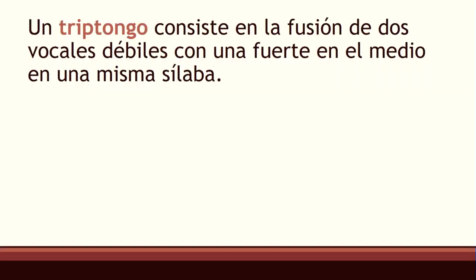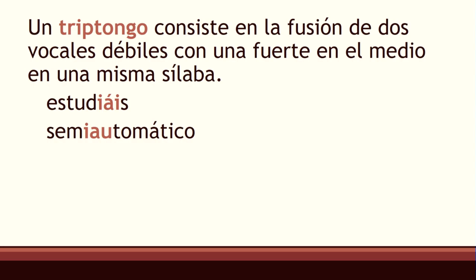Now, when we have three vowels that stick together in a syllable, we're going to have a triptongo. We're going to have two weak vowels, and in between the two, we're going to have a strong vowel. So, un triptongo consiste en la fusión de dos vocales débiles con una fuerte en el medio en una misma sílaba. So here are some examples. Estudiáis. See there we have two weak vowels, two I's, and then in between we have a strong vowel, an A. And so that's called a triptongo, and they're going to stick together in the same syllable.